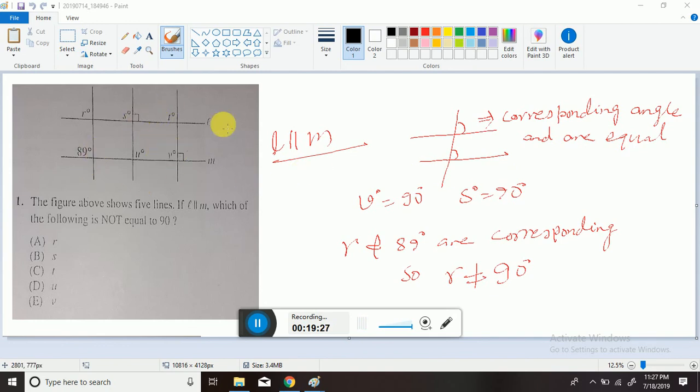Now here again, these two are also co-interior angles. From any aspect, we see that all 4 of these angles are 90 to each other. But here is 89 degrees. The 89 degree angle and R are corresponding to each other. So when this is 89 degrees, then corresponding angles are equal, so R equals 89 degrees. So R is not equal to 90 degrees. So option A is our correct answer here. Option A is our correct answer.